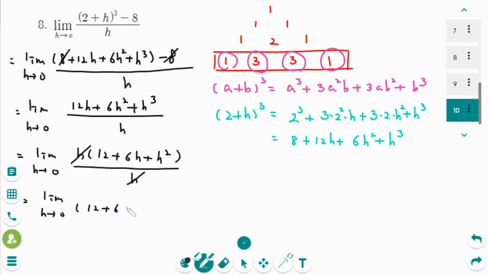Finally, we have this one. And then put 0 into h. So 12 plus 0 plus 0. So the final answer is 12.